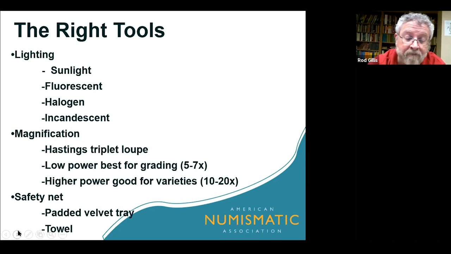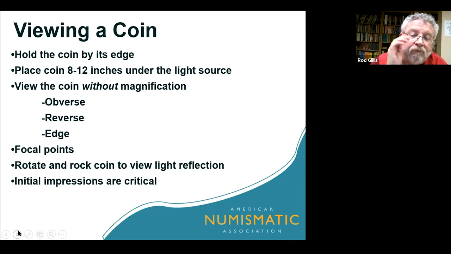Okay. If you have access to a padded velvet tray, that's always a good thing. If you don't have a padded velvet tray, a towel will suffice. Again, that's to keep the coin in a soft environment, and you don't want to drop it. Always hold the coin by its edge if it's raw. You want to hold the coin 8 to 12 inches under the light source. Again, you're going to view the coin without magnification.